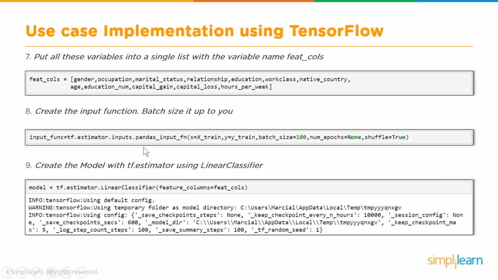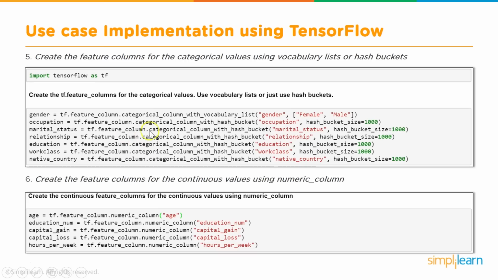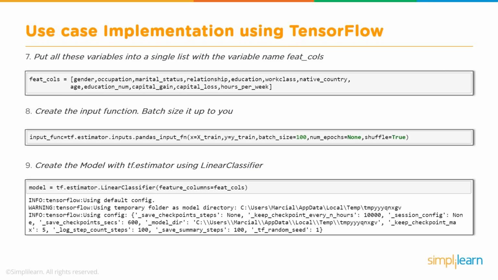There are different ways of creating the feature columns for continuous values and for categorical values. So those are the two types we are handling here. We will see it again in the code as well. And then you create your model.